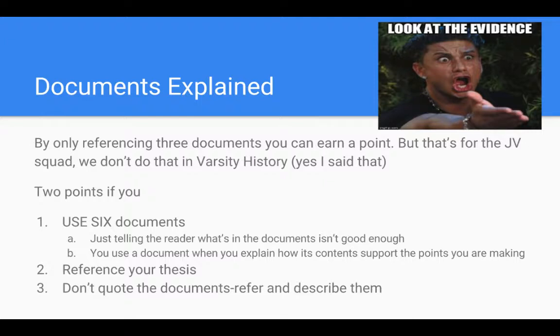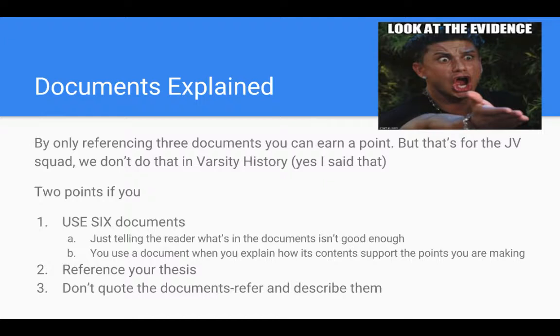Now, you have to use them. Okay, just telling the reader what's in the document isn't good enough. You use a document when you explain how its contents support the points that you're making. So you're going to talk about what's in them, and you're going to reference your thesis, and you're going to show how this evidence is supporting what you're saying.